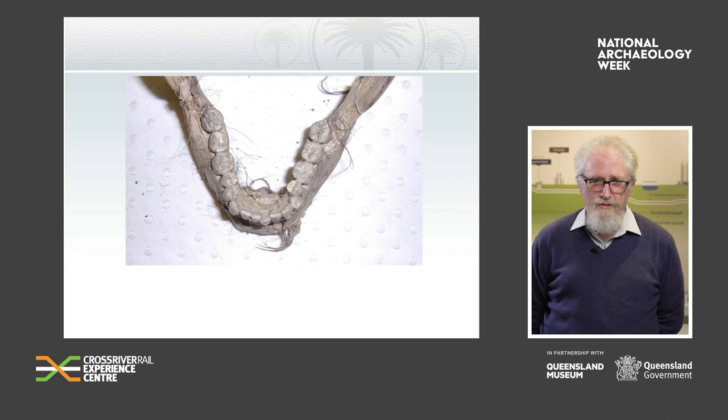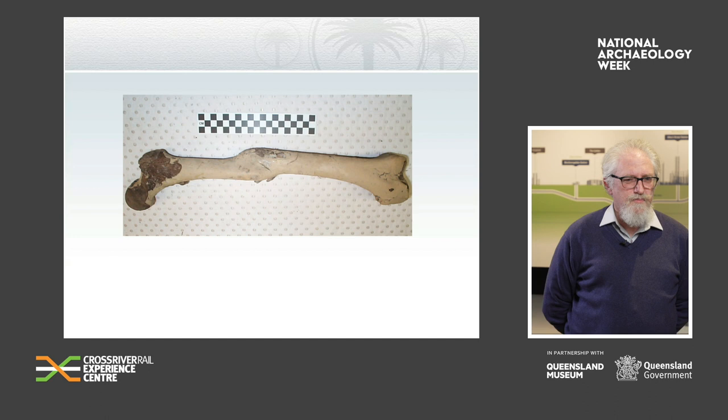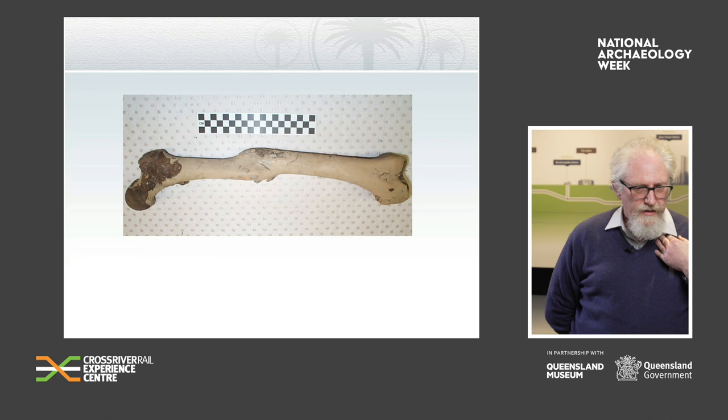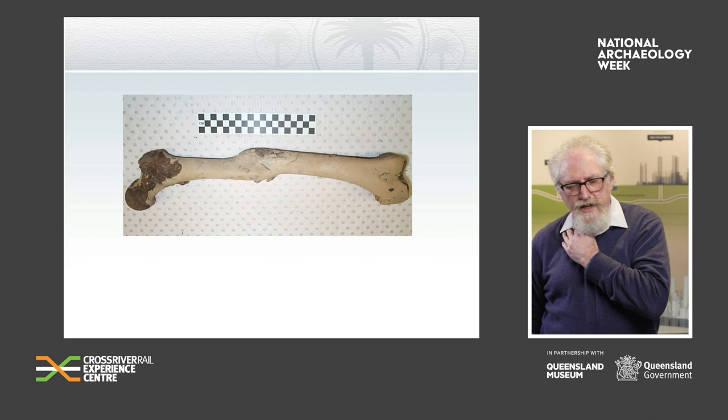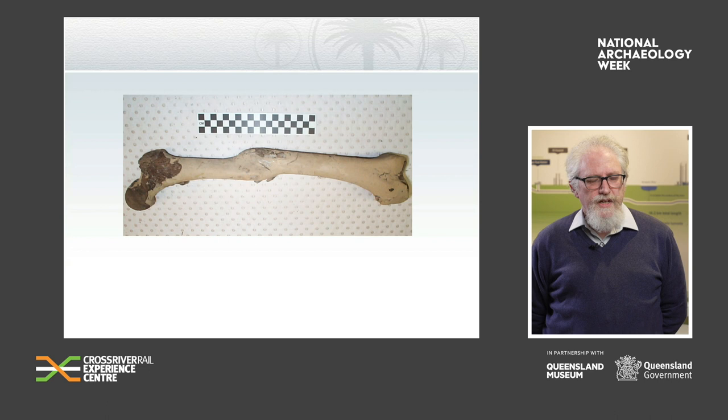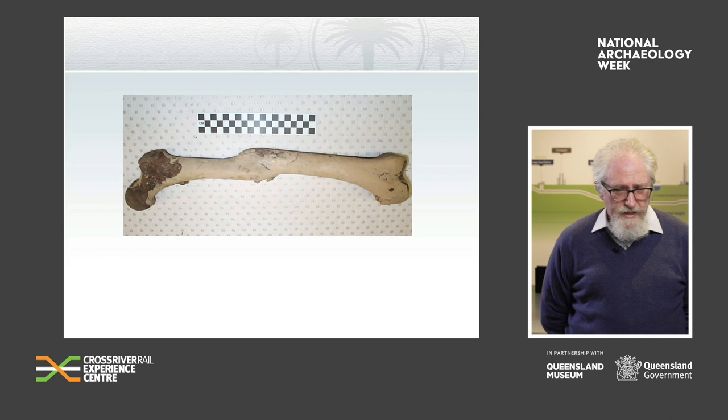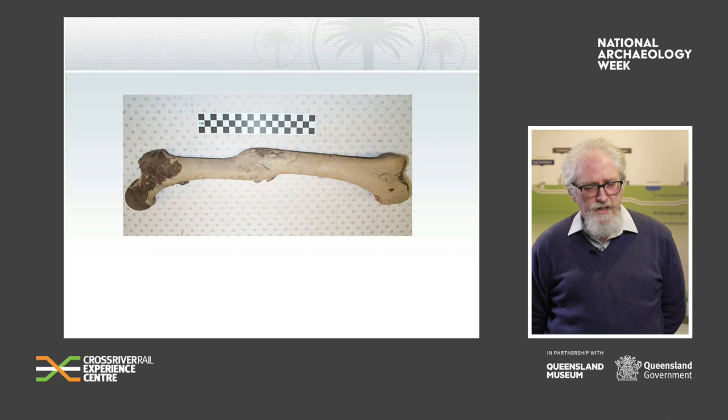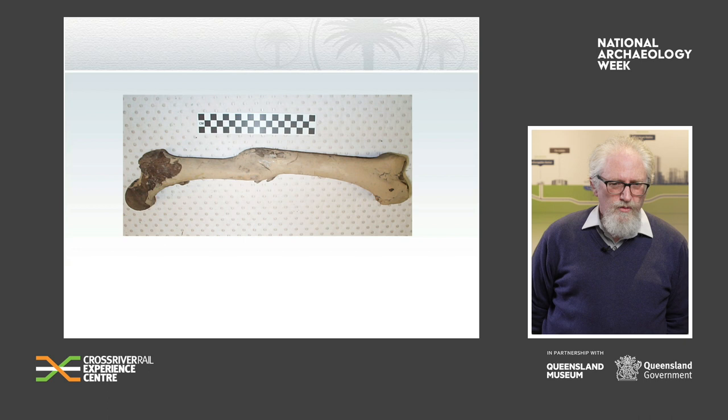But this guy hadn't been lucky in life. He had fractured the top rib on the left-hand side. He dislocated his right collarbone at some stage, and at some point he had fractured his left thigh bone, his left femur. So what we can see here in this image is his healed femur. The break occurred about 5 years before he died, so when he was about 20, and we can see a 7-centimetre overlap.